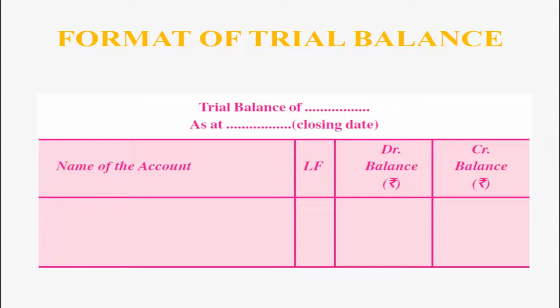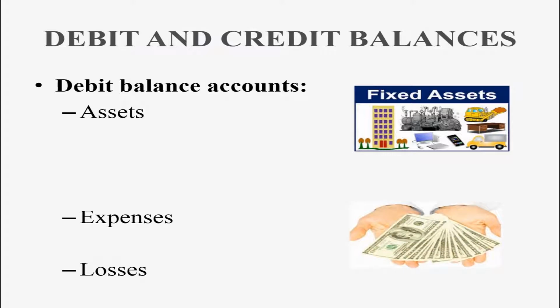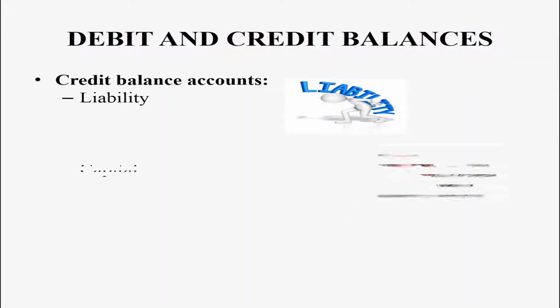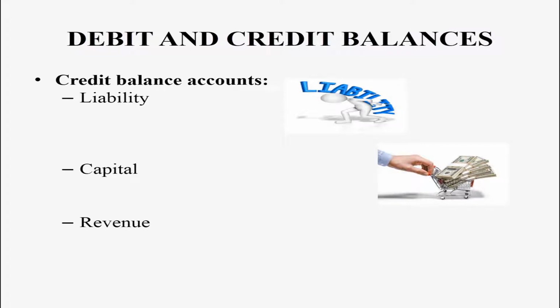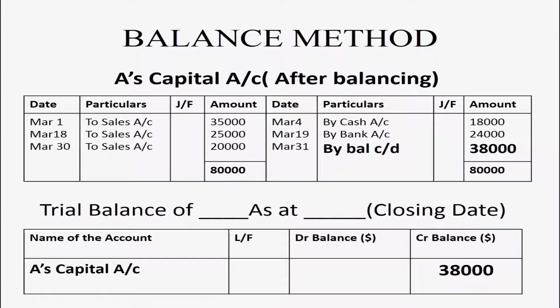So now let's have a look at debit and credit balances. Debit balance accounts are assets, expenses, and losses, and credit balance accounts are liabilities, capital, revenue, incomes, and gains. Now, moving on to the different methods of preparing trial balance, which are the total method and the balance method. Let's start with the balance method.